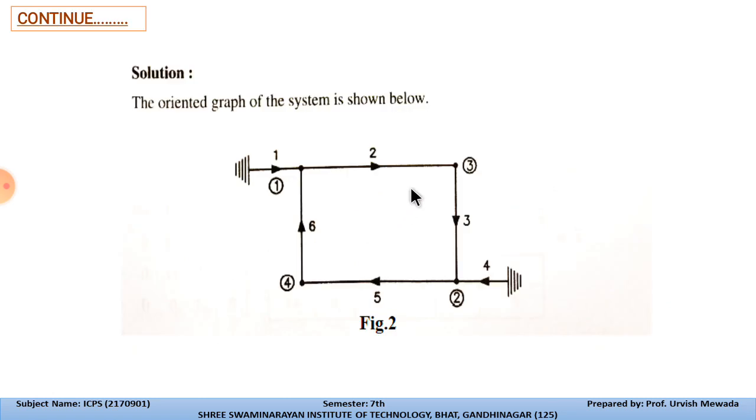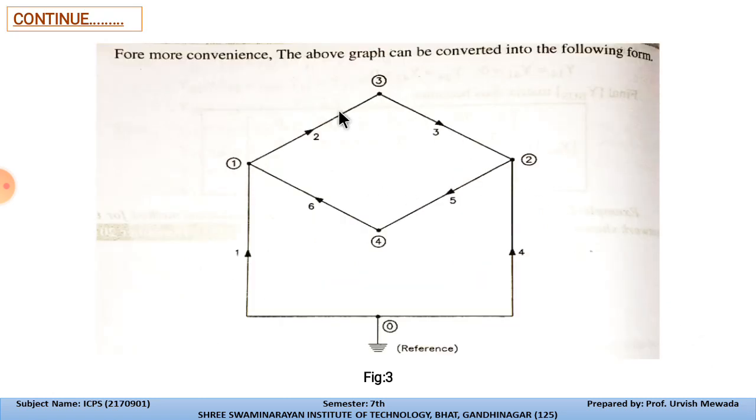This graph is converted into a simple diagram like this. As you can see, it is like a bridge circuit. So 1, 2, 3 and 4 are drawn like this, and between 1 and 2 the generators' two terminals are made common, and that terminal is known as the reference node. So let us refer to this diagram to solve this matrix.